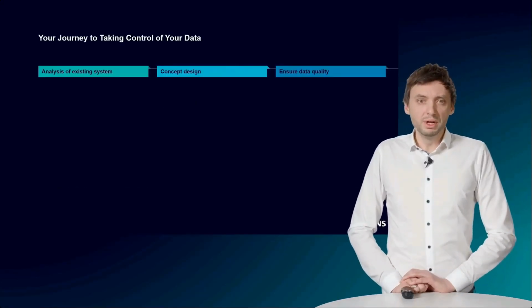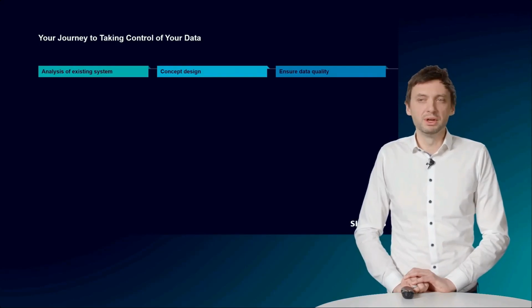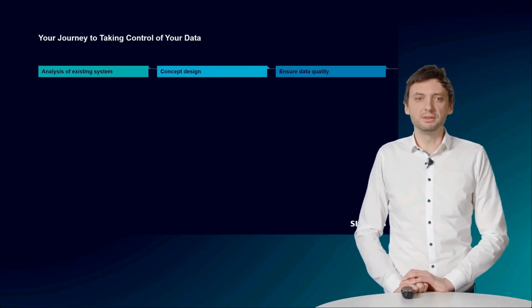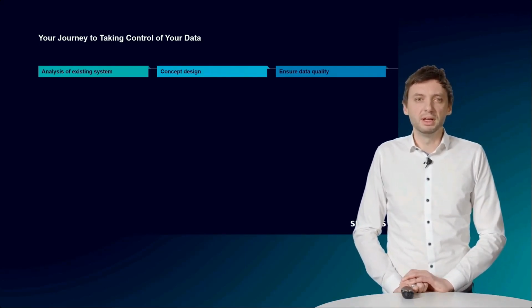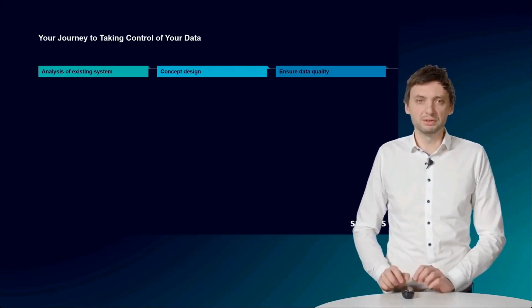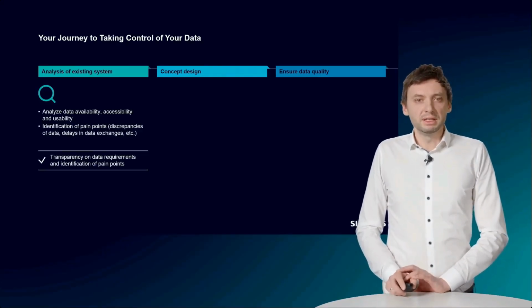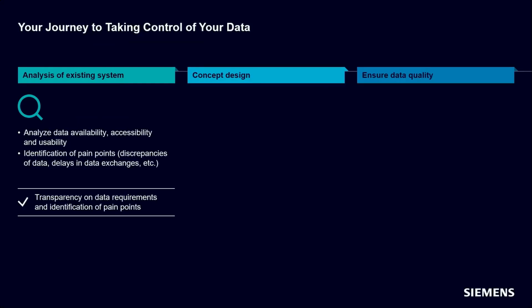To do so, the way to take control of your data can be separated into 3 blocks. The first block is to analyze your existing system. Then go to the concept design, where you want to go in future. Afterwards, it's time to ensure the data quality of all your involved data blocks, software, and business units. Let's have a bit more detailed look at the analysis of the existing system.